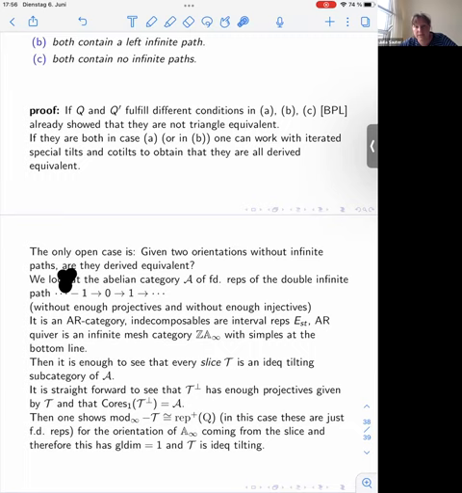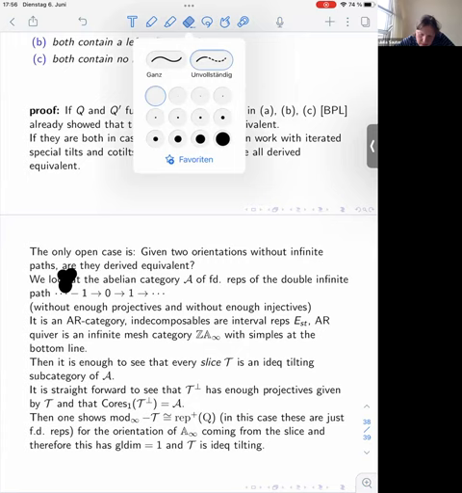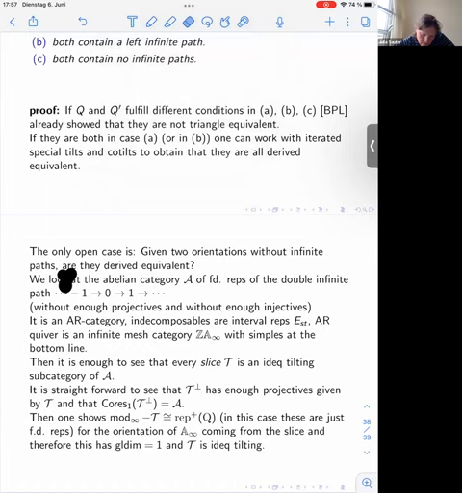You start at the bottom and then you work up your orientation of your A infinity quiver according to how you want it. Here, slice means that it doesn't contain an infinite path, to the right or to the left. Else it's not allowed. And we claim that this would always give you an IDEC tilting subcategory of A.